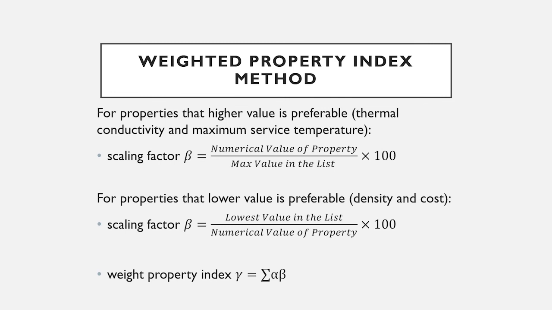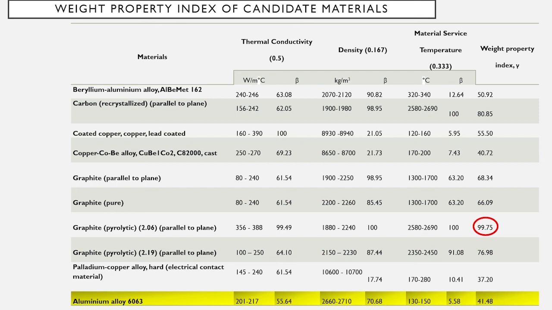And then finally, the weight property index is calculated by the sum of multiplying the scaling factor with the weighing factor that we calculated in stage 1. So next, we substitute the values of properties into the equation, and we calculate the weight property index. Notice that we also add in the aluminum alloy 6063 as a comparison to the other materials we found in screening. And then we get the highest weight property index for graphite pyrolytic 2.06 parallel to plane.